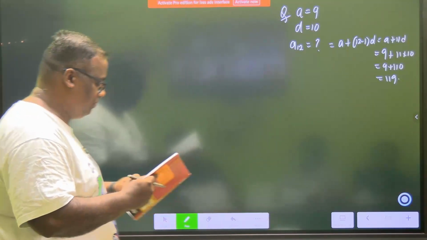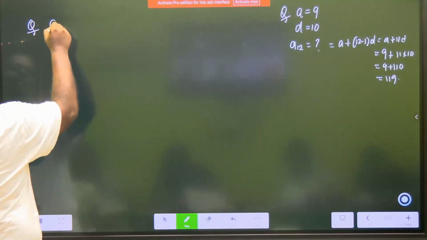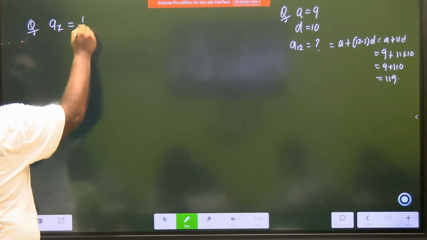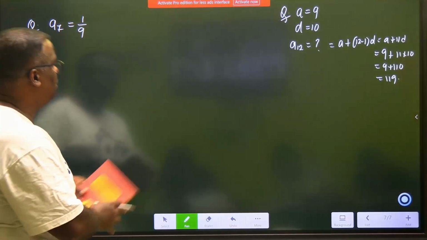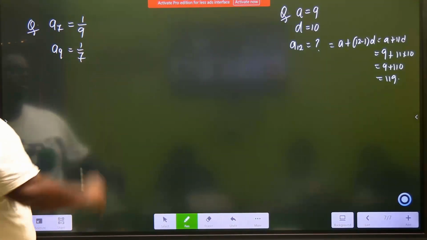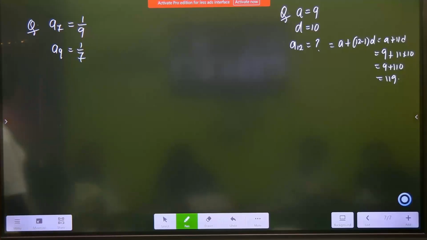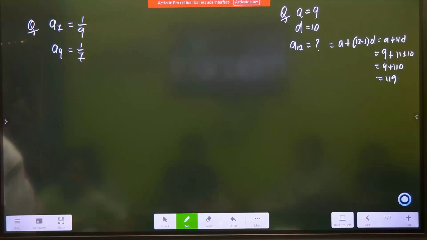So it says, if the seventh term of an AP is 1 by 9, so it's given A7 is equal to 1 by 9, right? And the ninth term is 1 by 7. Many children here will say, sir, we can calculate the common difference by the difference of these two. I'll say, you are wrong. Common difference is between A7, A6 or A8, A7 or A9, A8 or A10, A9. They are very clever. They have hit that.